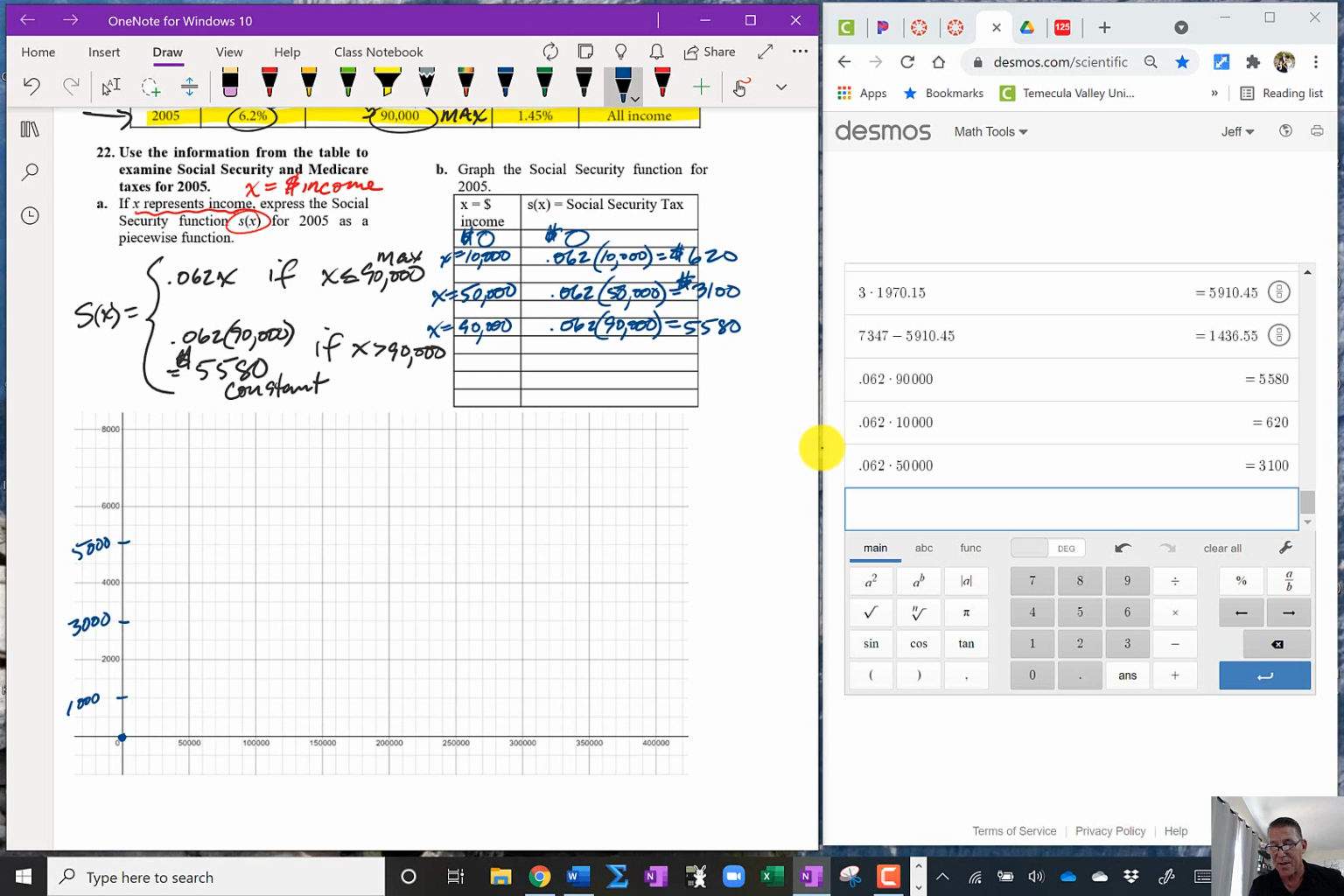And then you got to go up 5,580. So just a little bit higher here. And that's probably not high enough. So right about here maybe. Okay, so 5,500 is here. 5,580 is a little bit higher, right about here, sorry.